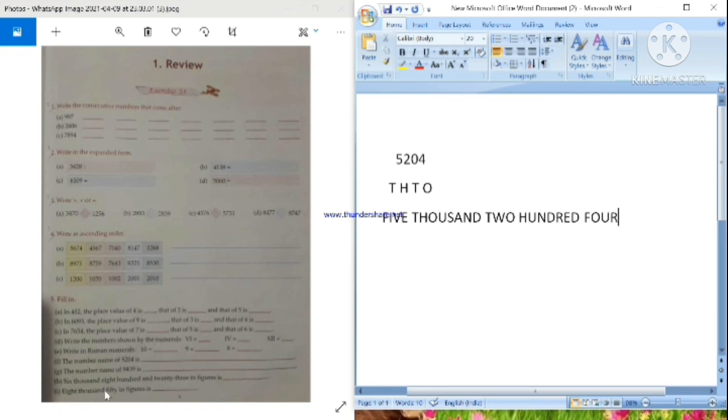Now next one is 6823 in figures. Next we have to write 6800 and 23 in figures, so it is also very easy to write. We can write it as 6800 then 23. Now next one is also to be written in figures, that is 8050. So 8 is at the thousands place, then at the hundreds place there is no digit, so we will write 0, and after that 50, so 8050 will be the answer.